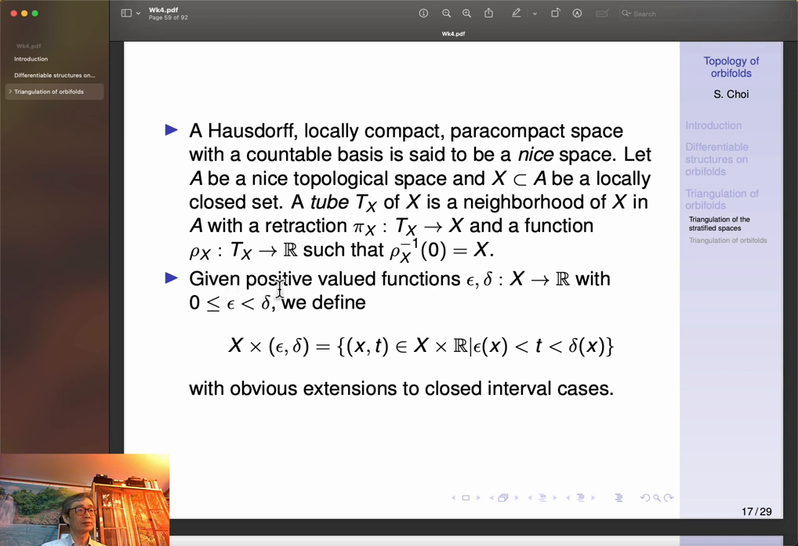Given a positive valued function epsilon, delta going from X to R with epsilon between 0 and delta, we define X times the open interval (epsilon, delta) to be the set of (x, t) where t is between epsilon(x) and delta(x). So it's sort of a fiber bundle over X. With the obvious extension to the closed interval case, you can also do closed or half open intervals, so you could have closedness at either end. Those are well-defined sets.